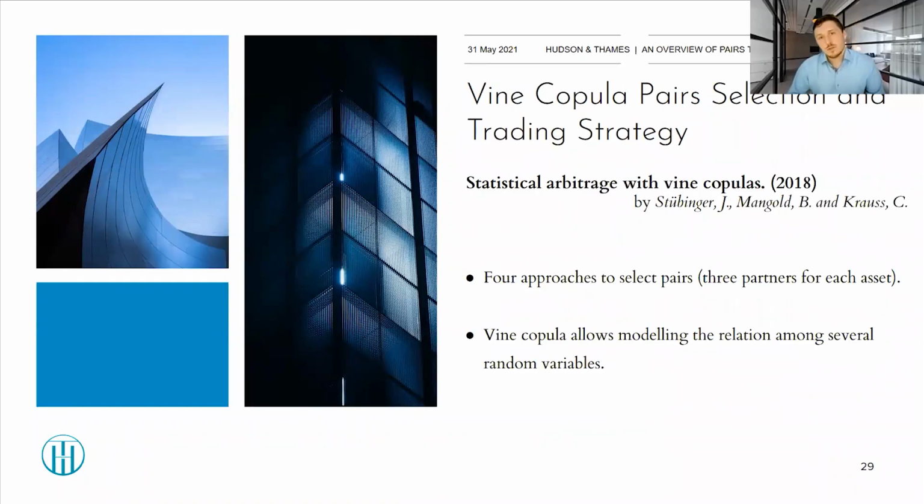We can also have a look at vine copulas, pair selection, and trading strategies. And the vine copula is an extension to the original idea of copulas. Both of these, so the pair selection and the trading strategies, are described in detail in this paper by Stübinger and others. And you can actually see that one of the authors of this paper is Krauss, who is the author of the original overview. That's why it's not included in the original overview, because it was released, I believe, 2 years later. So first, to the pair selection element.